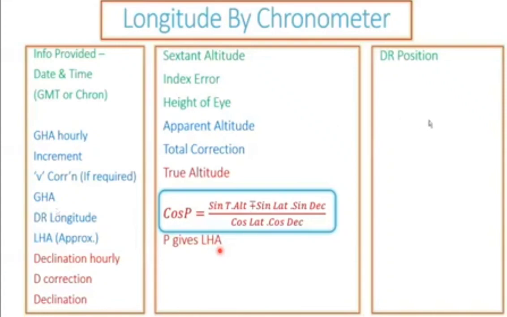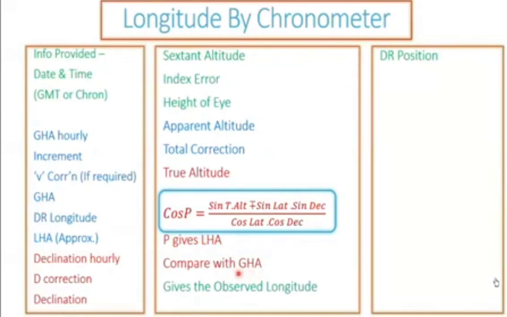Yes, sir. Very good. So LHA हमारे पास आ गया है. We are now moving ahead. Now, once LHA is obtained, we have the accurate LHA, which is calculated using the longitude by chronometer formula. We can now compare this LHA with the GHA of the body. The GHA of the body has already been calculated earlier, found out from the almanac. So you compare this accurate or exact LHA with the GHA of the body.